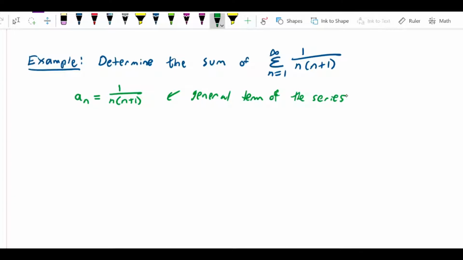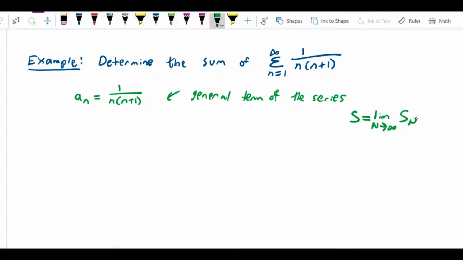It's also the general term of an underlying sequence, but what we're interested in is finding the sum of this series. So what we're going to do is write out the sequence of partial sums and see if we can calculate the limit of that sequence of partial sums. Recall that the basic principle here is that the sum of the series, if it exists, is equal to the limit as n approaches infinity of the sequence of partial sums. So we need to actually write out the sequence of partial sums to see if we can calculate that limit.